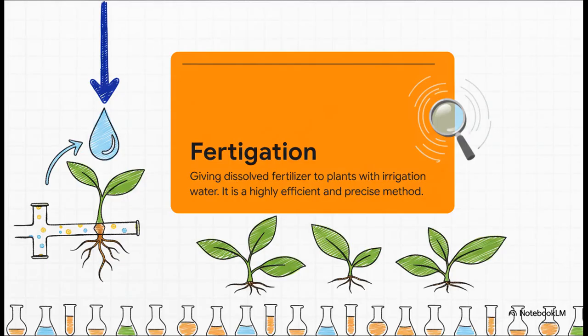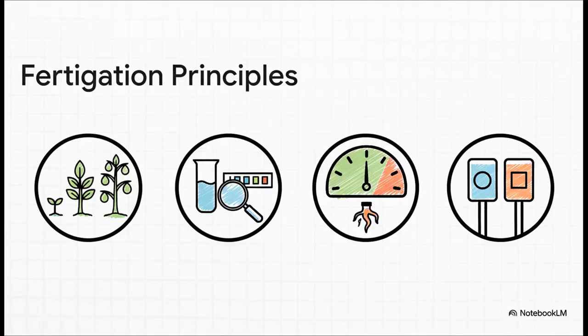Now, if you really want to step up your game, you need to know about a technique the pros use called fertigation. And it is exactly what it sounds like. It's fertilizing and irrigating at the same time. By dissolving the nutrients directly into the water, you deliver a perfectly customized meal right to the root zone, with incredible precision and pretty much zero waste. But with this kind of power comes responsibility.